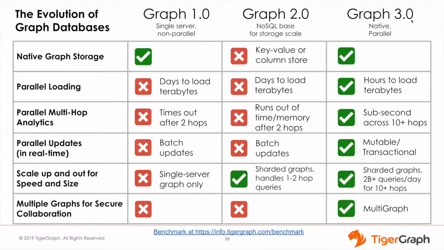TigerGraph developed Graph 3.0 to address these deficiencies in Graph 1.0 and 2.0. It again returns to native graph storage, but this time applies parallel and distributed design principles. Not only does the storage scale, but all aspects of the processing, loading, querying, and updates are accelerated and scaled out.